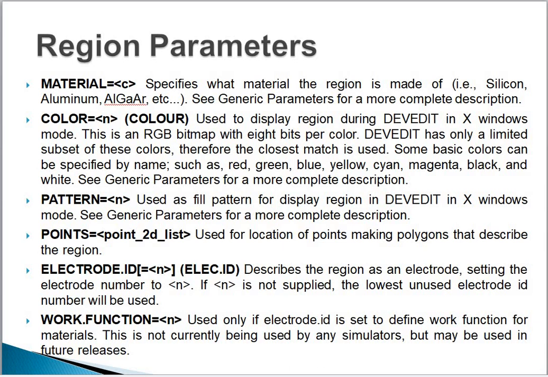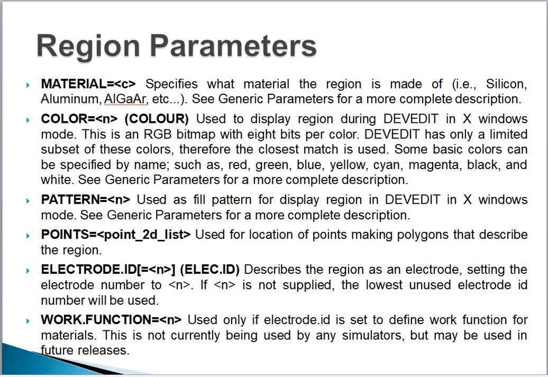How to define the generic parameter? You can define the color of the material also. Color is used to display the region in DevEdit in X Windows mode. This is an RGB bitmap with 8 bits per color. DevEdit has only a limited subset of these colors, therefore the closest match is used. Some basic colors can be specified by name, such as red, green, blue, yellow, cyan, magenta, black and white. See generic parameter for a more complete description.